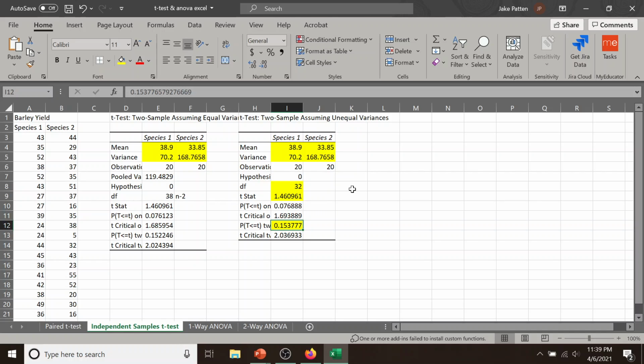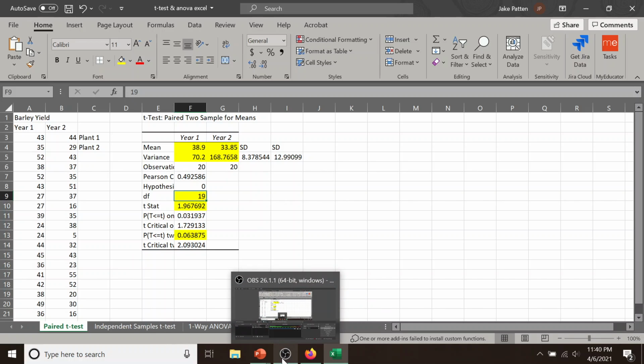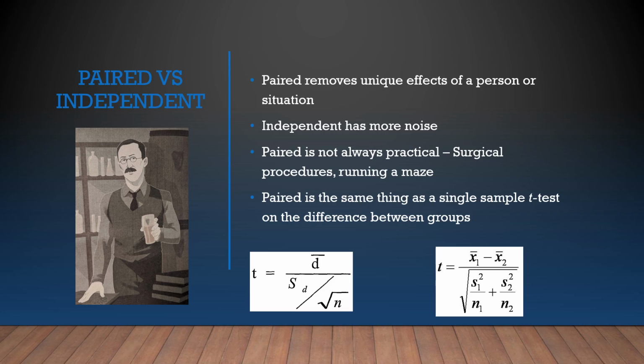All right, if you have the Data Analysis ToolPak, you're done. If you don't have the Data Analysis ToolPak and you need to figure out how to make a calculator, that's what we're going to do right now. Okay, so let's look at our formula again.